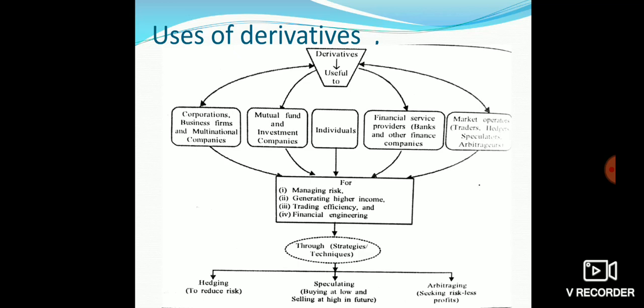If their expectation becomes true. So before entering into the derivative contracts, there will be expectations of both the parties, and if the expectation became true, then obviously it will be beneficial for them. In the previous example, if the price of the banana is increased to 45 rupees, then as per the contract the price is 35 rupees.